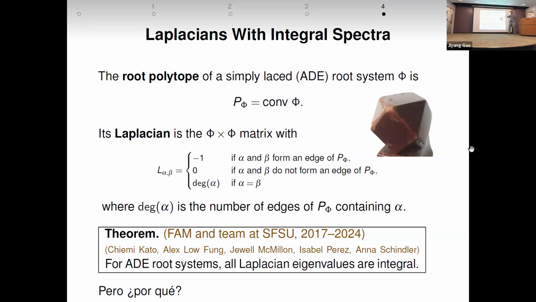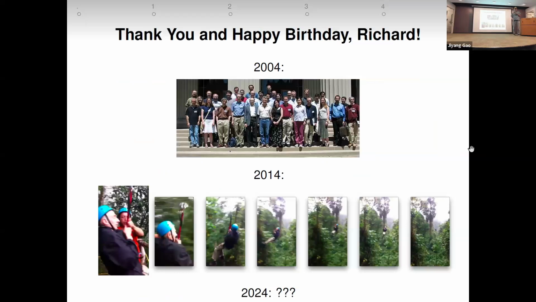You take the root polytope, a bunch of points in space, you take the convex hull that makes a polytope, and you look at the graph of that polytope, vertices and edges. You make a matrix that's vertices by vertices, so roots by roots, and in the alpha-beta entry you put a -1. This is the root polytope of A3. So you put a -1 if they're neighbors, and you put a 0 if they're not neighbors, and the diagonal entries are the degrees. The eigenvalues are always integers. We can prove it, but I want to know why the one for E8 should be integers.